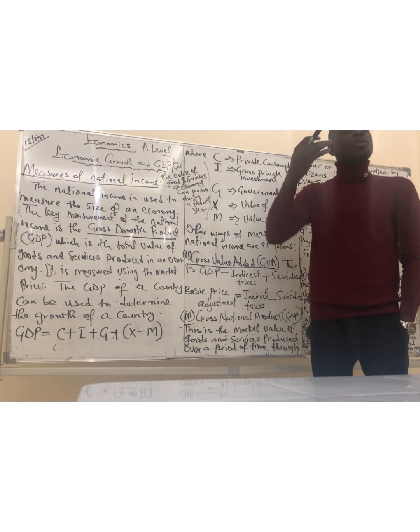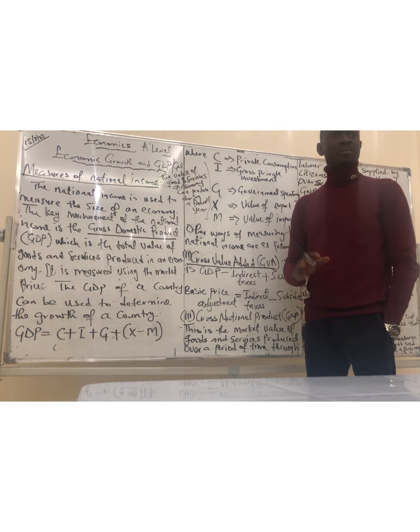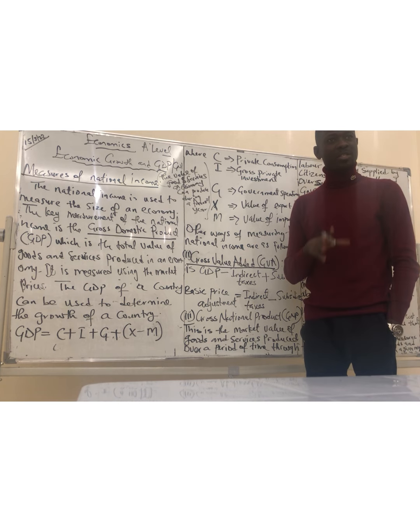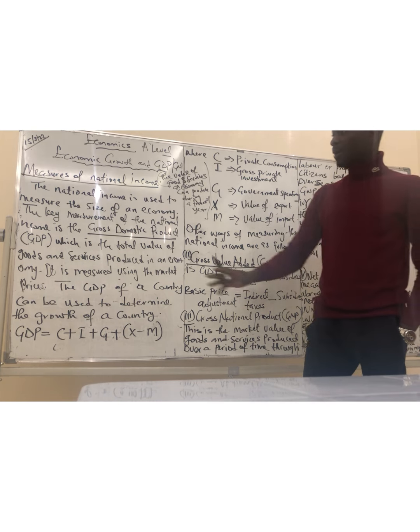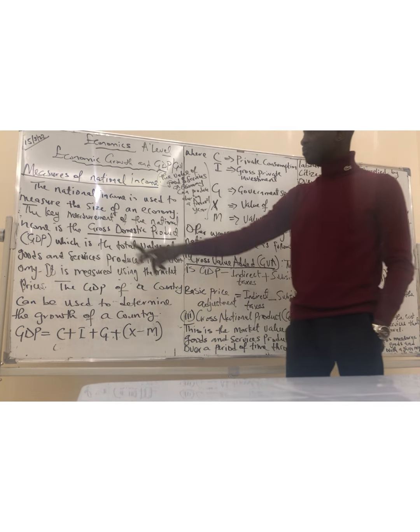So what is national income? National income is the value of goods and services that is being produced in an economy in the financial year. So how do we measure our national income? There are different ways in which we can measure the national income. One, we can measure it through the gross domestic product, the GDP.